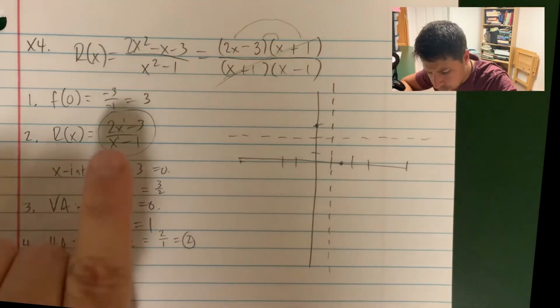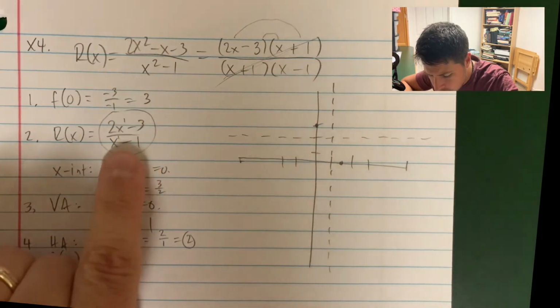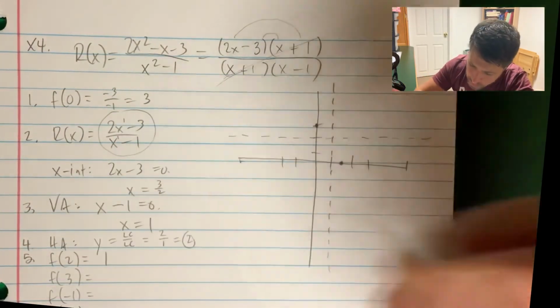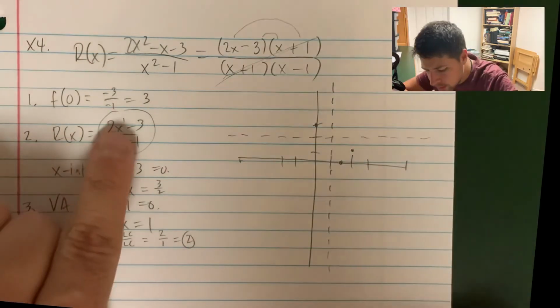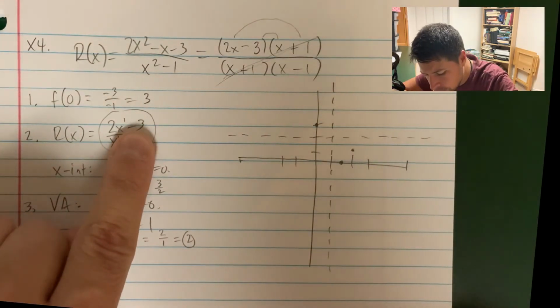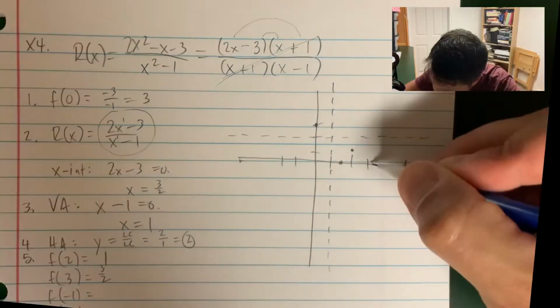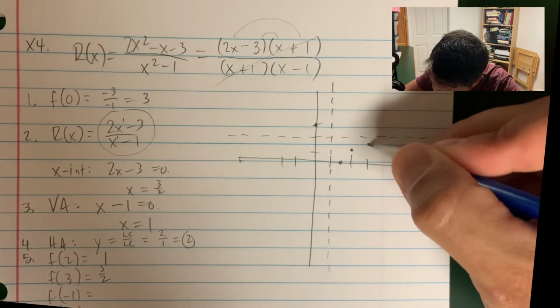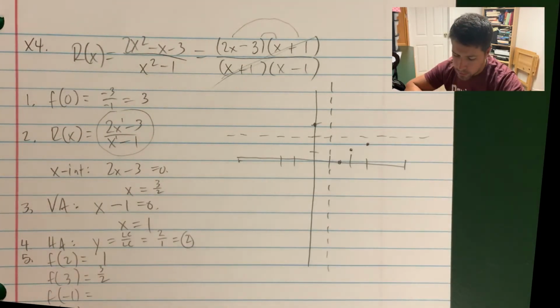If I take 2 and plug it in, that's 2 times 2 is 4 minus 3 is 1, and 2 minus 1 is 1, so 1 over 1 is 1. So I have over 2, up 1, which takes me right here. 3 times 2 is 6 minus 3 is 3, over 3 minus 1 is 2, so that's going to be 3 over 2, up 1.5. Remember, I have that horizontal asymptote at 2, so it's just going to be below that.